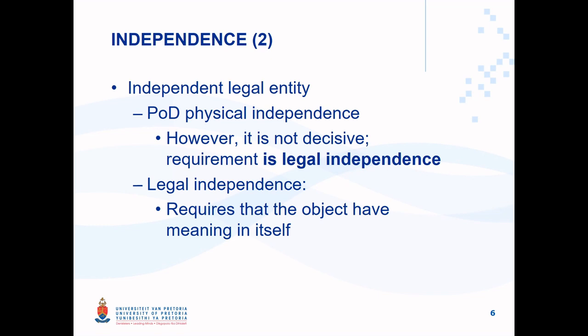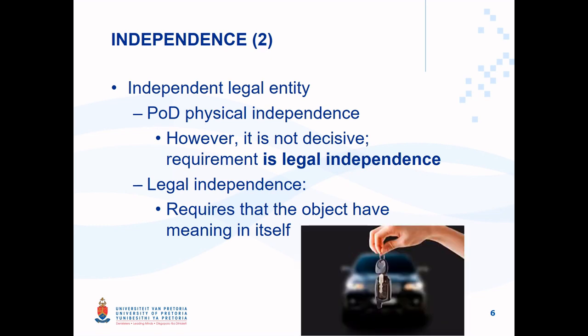Now, an example of where an object does not have meaning in itself is as follows. Although keys are physically independent objects, they are not legally independent. Because if we ask, do they have meaning in themselves? The answer is no. Keys are seen as mediums through which people can get access to other things. Therefore, keys only have meaning when they are viewed with other components or other objects. And these other objects can be a car, as indicated in the illustration on the slide.